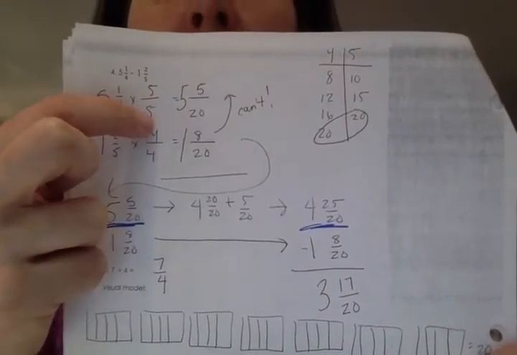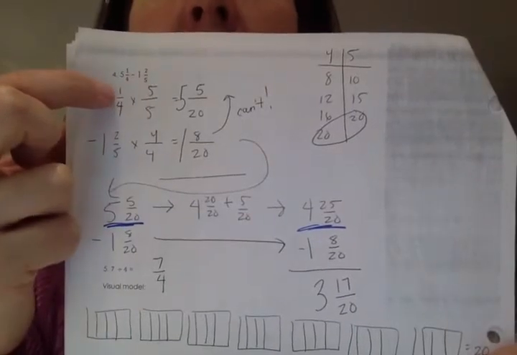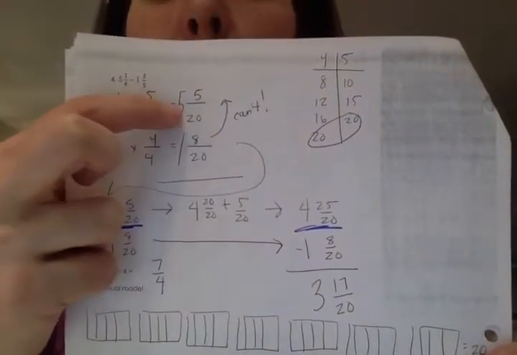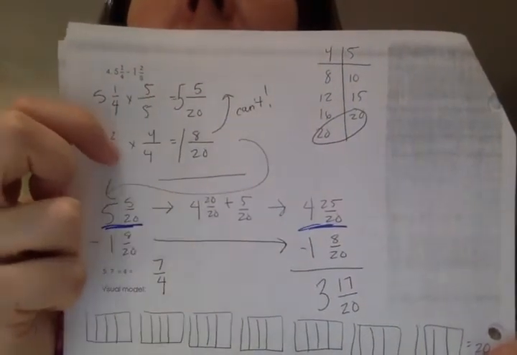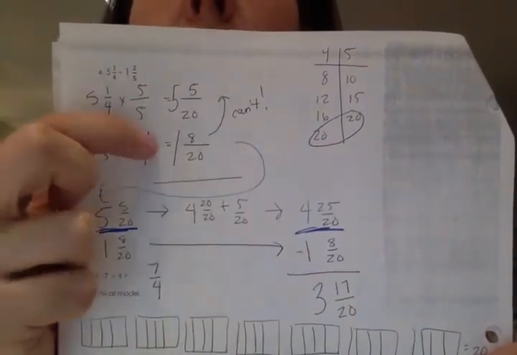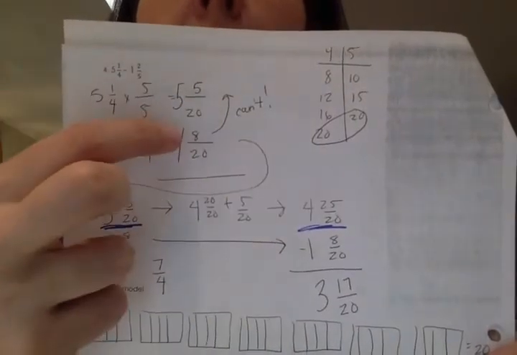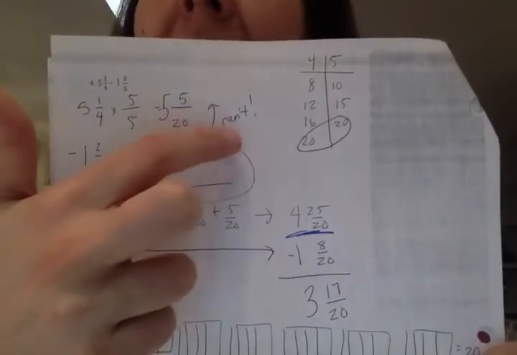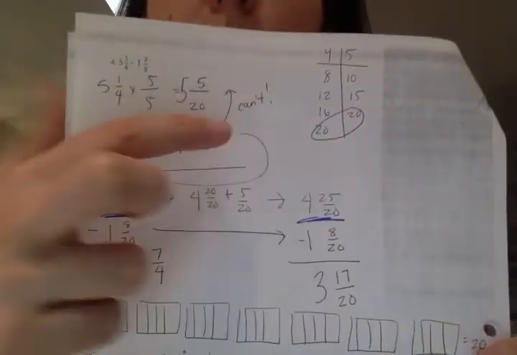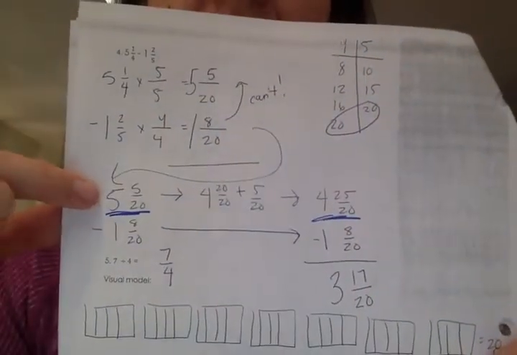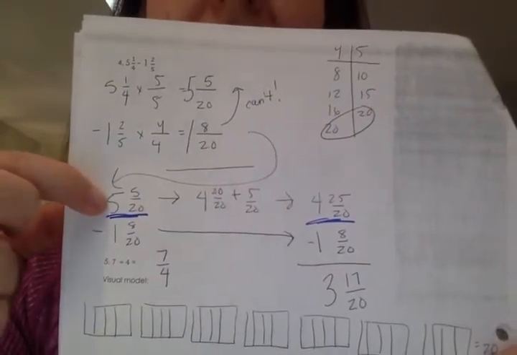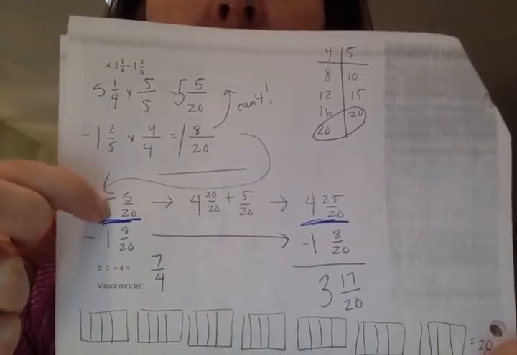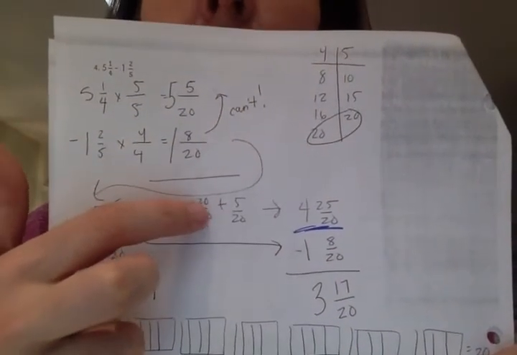4 times 5, I do that to the top as well. I get 1 times 5 gives me 5, and I bring over my whole number. On the bottom, 5 times 4 gives me 20, 2 times 4 gives me 8, and I bring over my whole number. But 5/20 minus 8/20, I can't do that. So I loop my work over here, and I have to regroup. 5 and 5/20 can become, the 5 here, this part, can become 4 and 20/20.